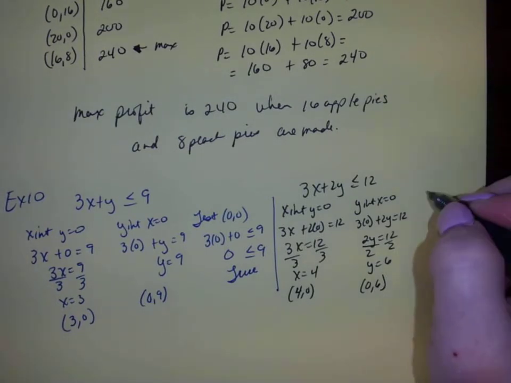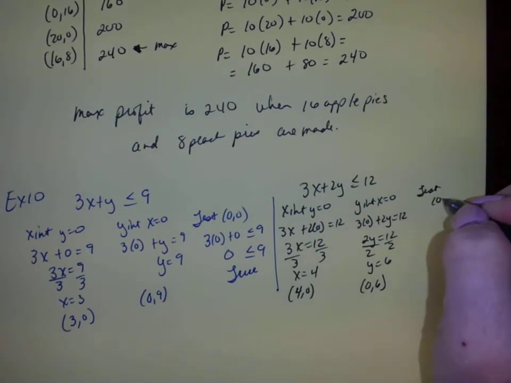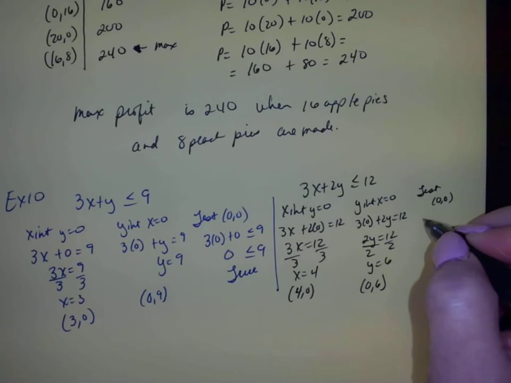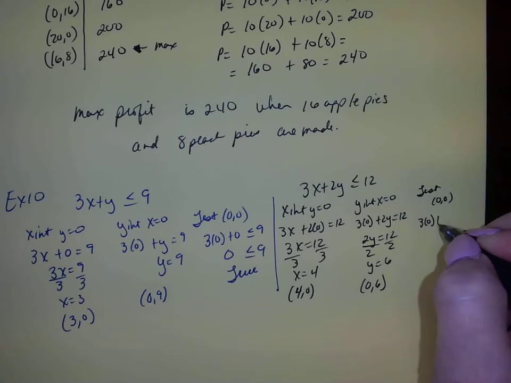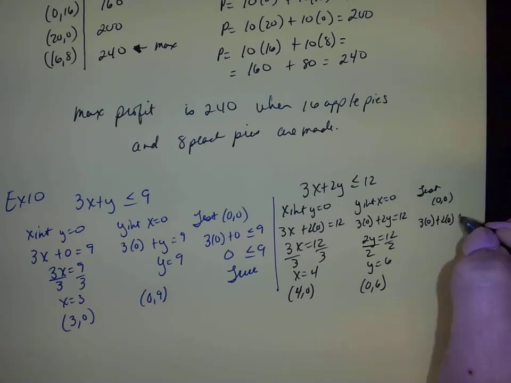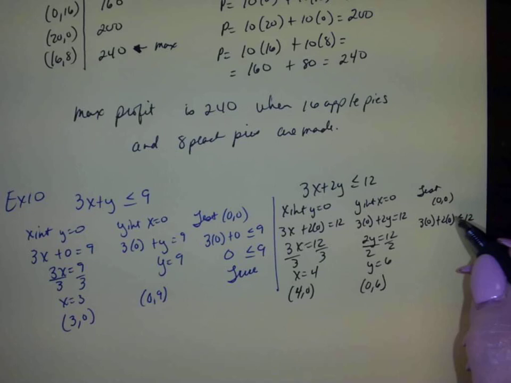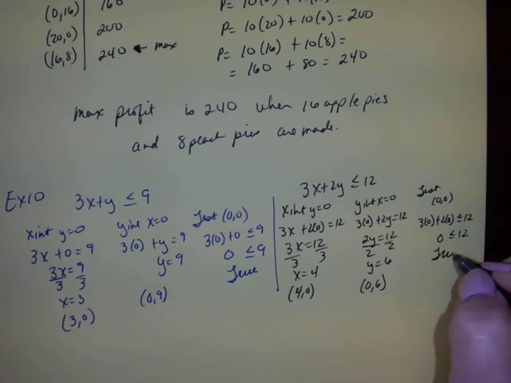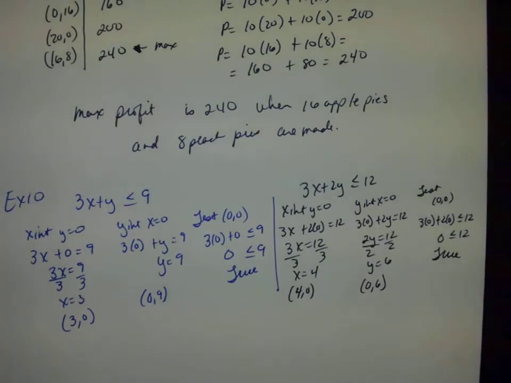And then, of course, we have to test our (0, 0) point again. So we have 3 times 0 plus 2 times 0 less than or equal to 12. Again, we get 0 on this side. Less than or equal to 12 is true. All right, so now that we have our points, we can graph.